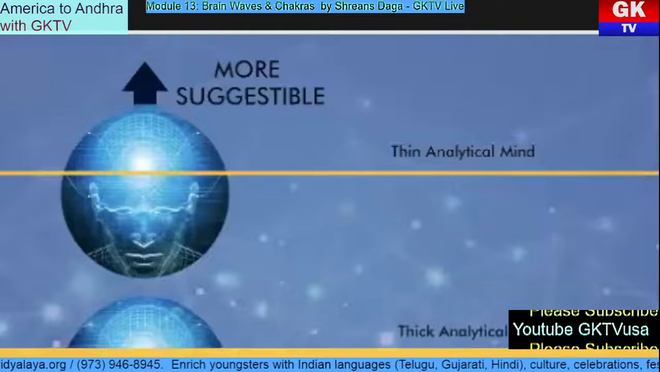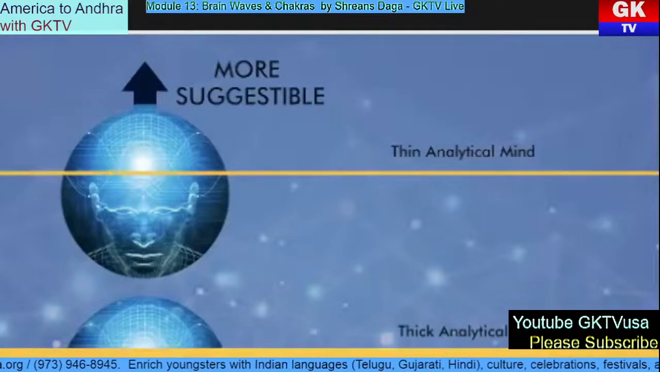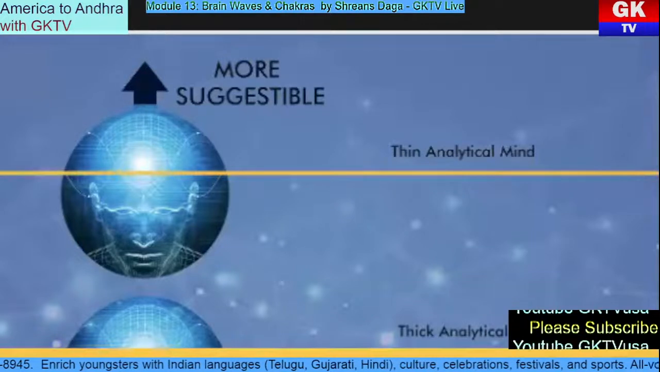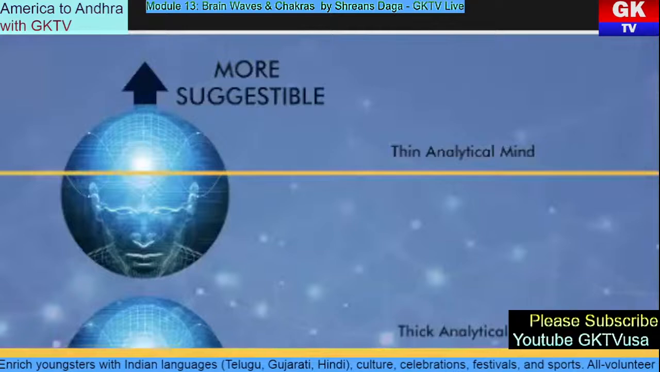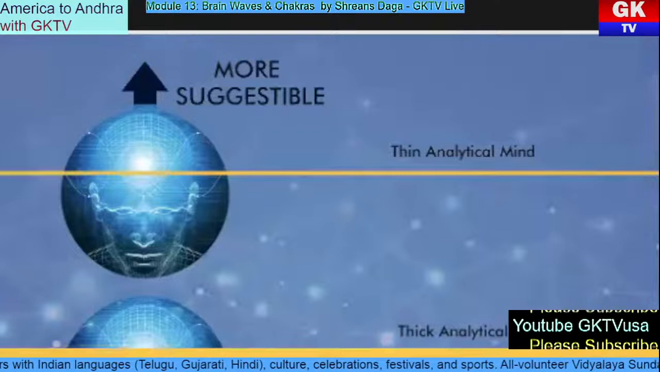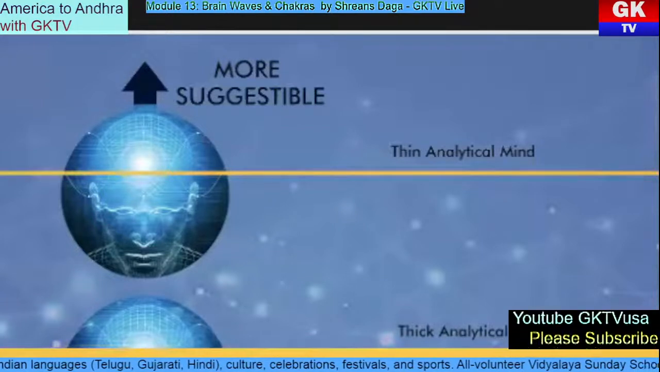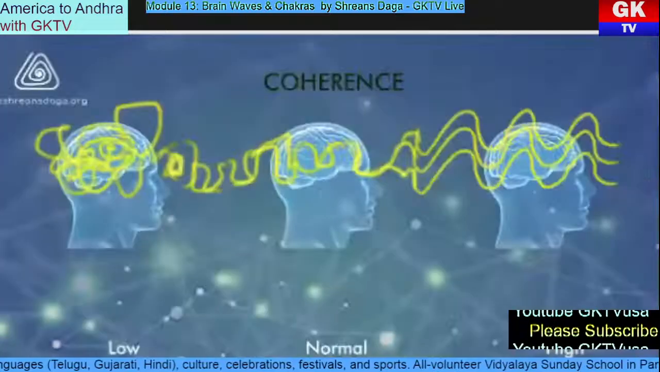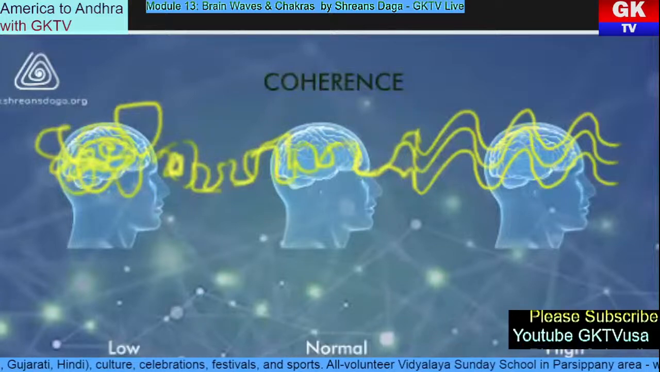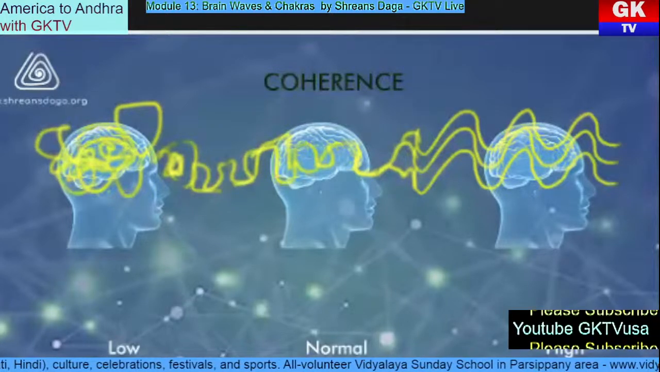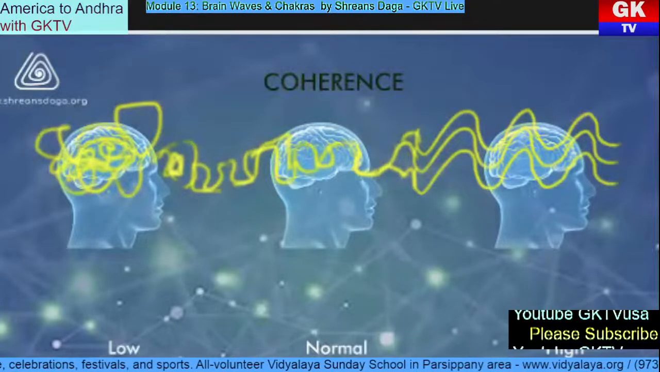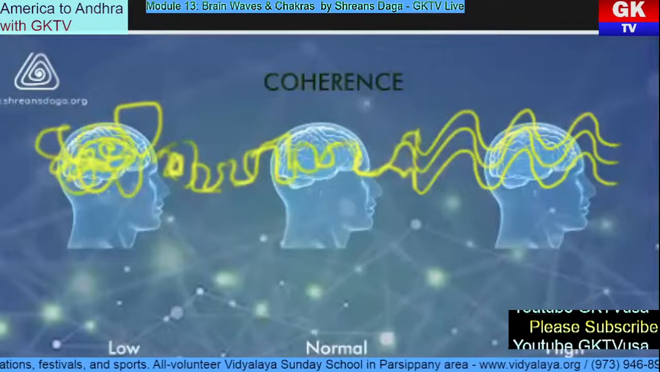So one can say that the thinner the analytical mind, the more suggestible you are, and the thicker the analytical mind, the less suggestible you are. Because your analytical mind is your identities, your ego. The faster you dissolve it, the more suggestible you are, and the faster you can create and enter into the subconscious. Friends, you must have heard this word coherence. We do heart coherence and brain coherence, and the whole purpose is to get into alignment. An incoherent brain is like a lightning storm in the cloud, right?